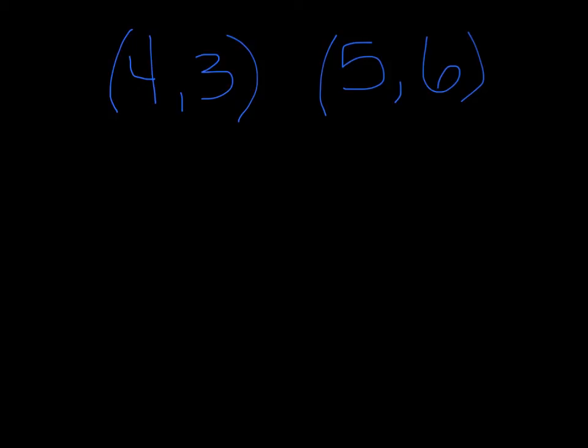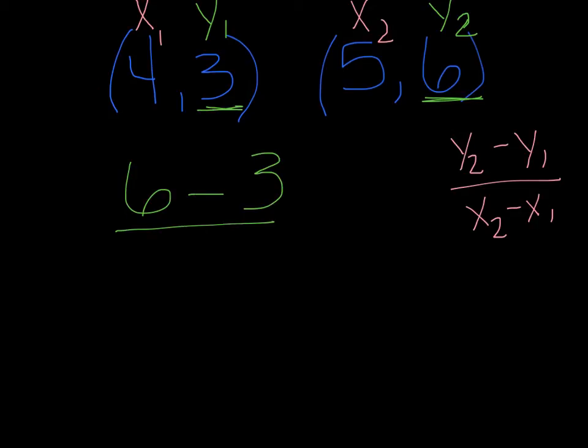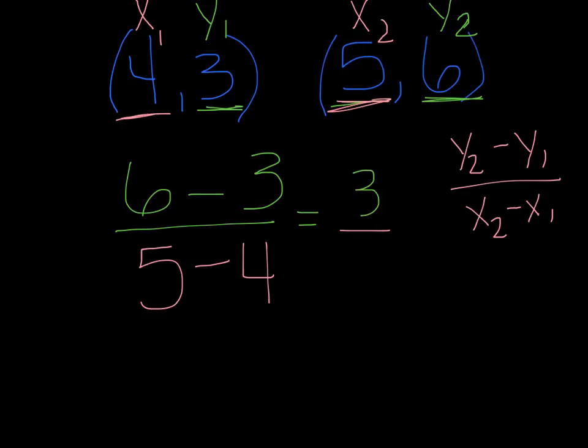Okay, so again, I'm going to use the formula to find the slope. y2 minus y1 over x2 minus x1. So these are both my x's here. And I'm going to make this x1 and this one x2. Here's my y's, y1, y2. So now I'm just going to follow the formula. y2, which is 6, minus y1, which is 3, over x2, which is 5 minus x1, which is 4. So 6 minus 3 is 3. 5 minus 4 is 1. So the slope of my line would be 3 over 1, or simply 3.